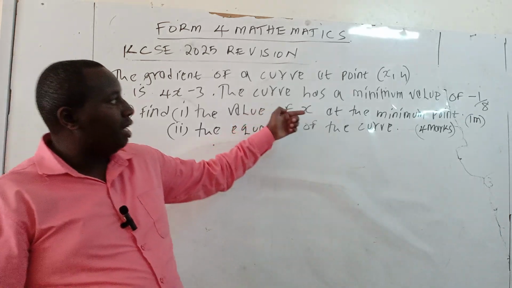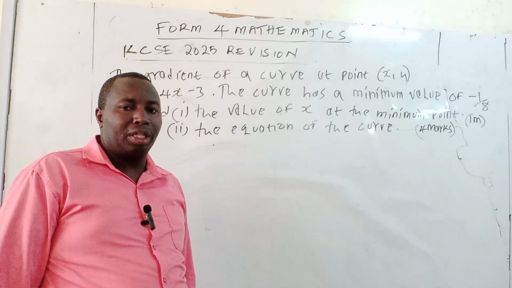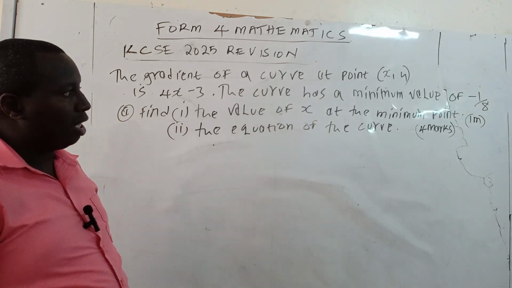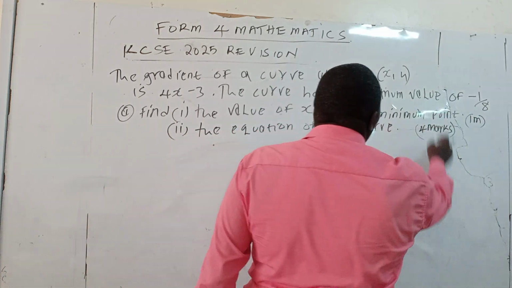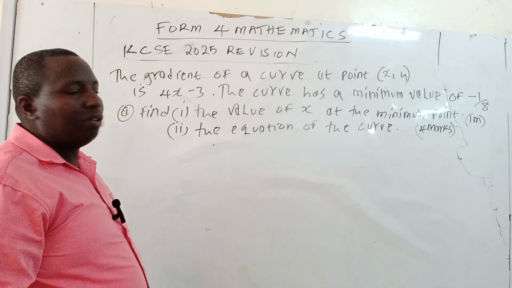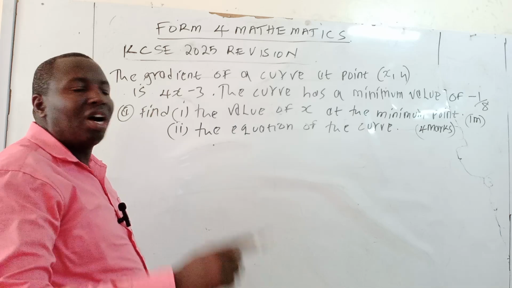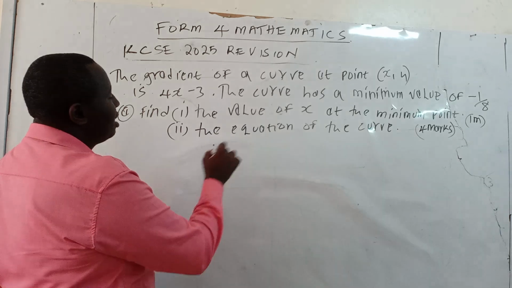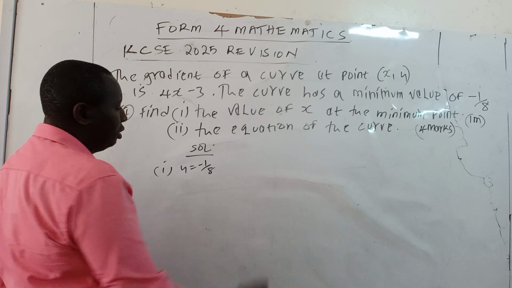The curve has a minimum value of negative 1 over 8. Part A: find the value of x at the minimum point. You're told the curve has a minimum value of negative 1 over 8, meaning this is the value of y. That is the value of y in this case. Solution number 1: y is equal to negative 1 over 8.